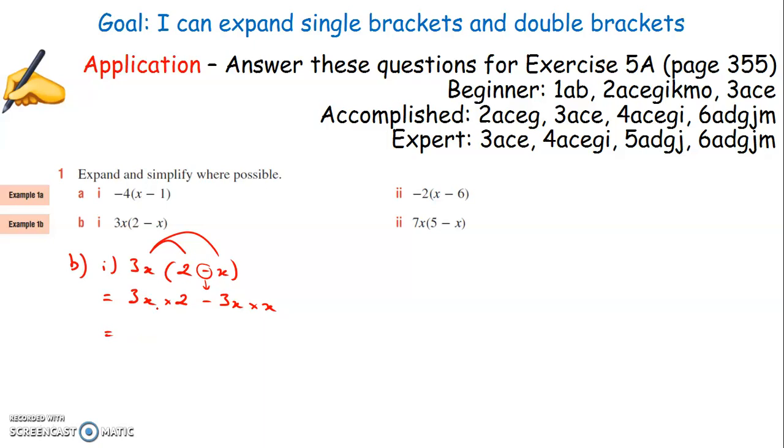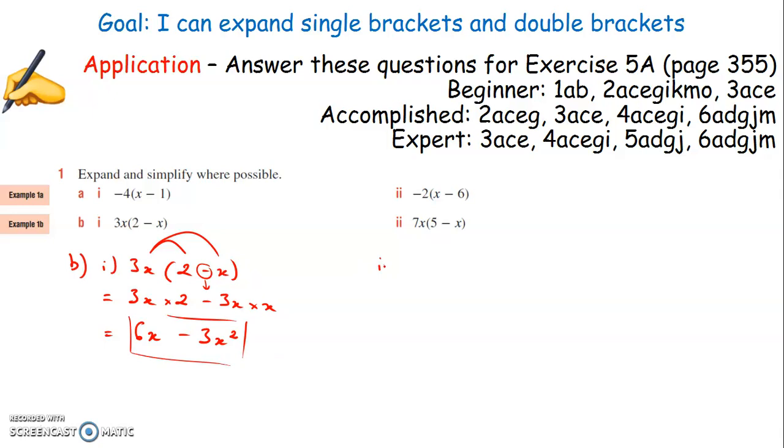So 3x times 2, we are going to multiply the numbers together. 3 times 2 is going to give us 6. So that's 6x minus 3x times x. x times x is x squared. So we have 3x squared. We're going to finish it here because this one has an x and this one has an x squared, so they're not like terms. We cannot simplify this any further, so we're just going to leave it like this.